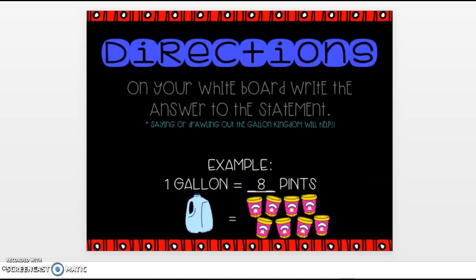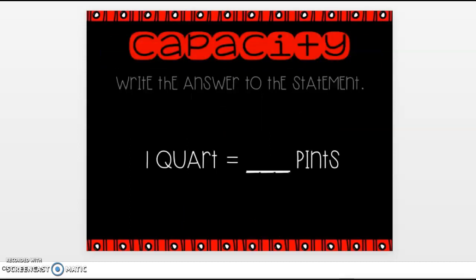All right, we're not going to be using a whiteboard. You're going to be using your piece of paper, but we're going to be writing down some answers. So that's where the second piece of paper comes into play. You need to put your gallon kingdom off to the side of you. You still need to refer to it, but you need your second piece of paper in order to write some answers on. Okay, so this is an example at the bottom. 1 gallon equals 8 pints. Okay, and you can number them if you would like to. This is going to be number 1.